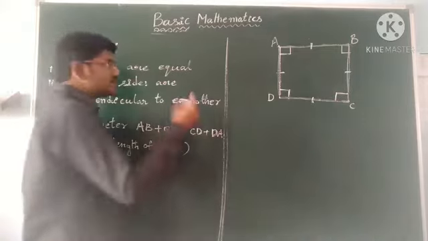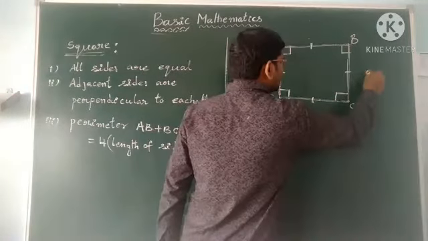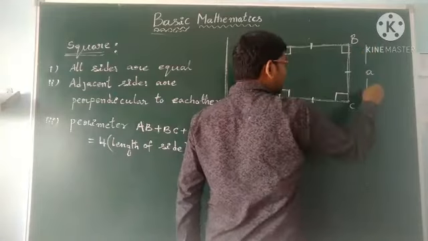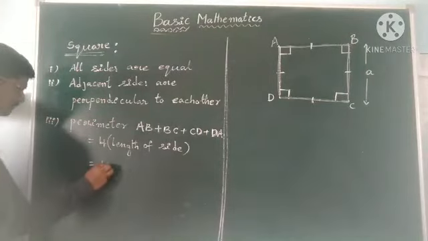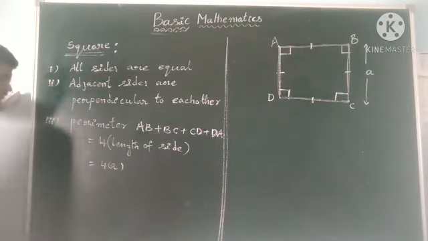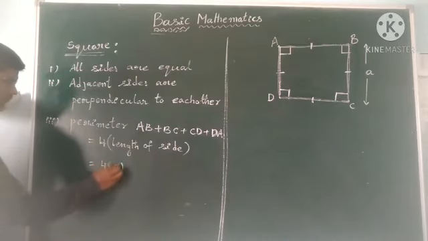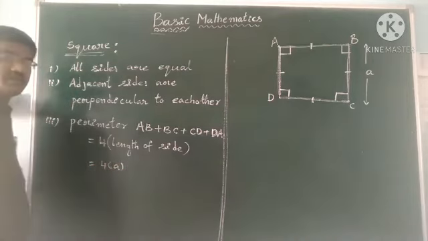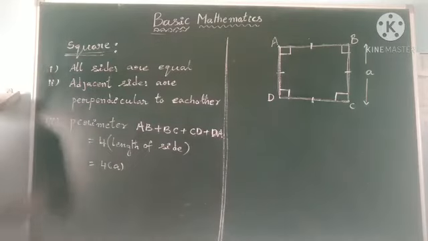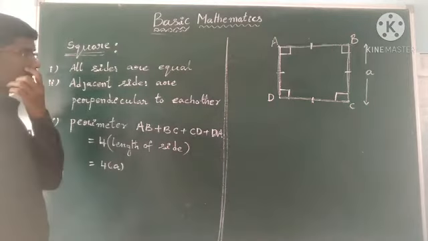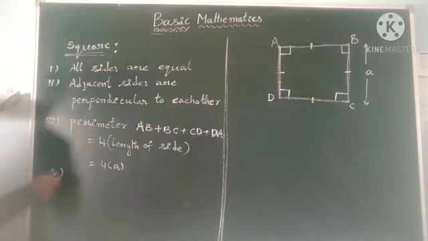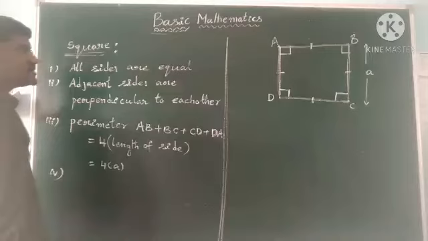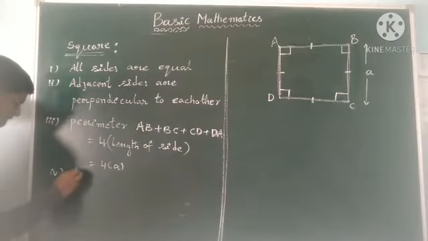If we consider each side length to be A, then it will become 4 into A, that is called the perimeter. Okay students, we have seen the perimeter of the square. So perimeter is completed. Next one is the area of the square.